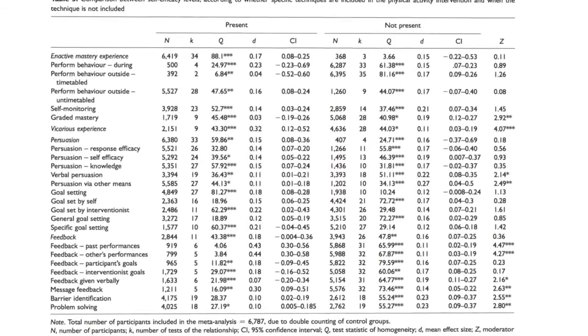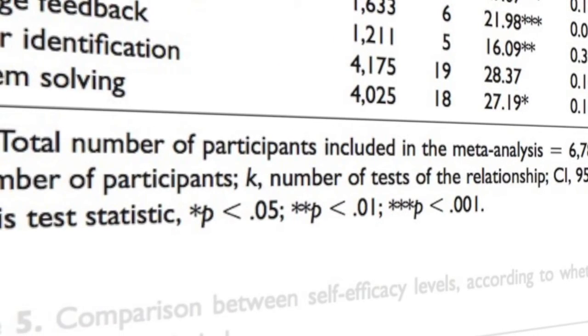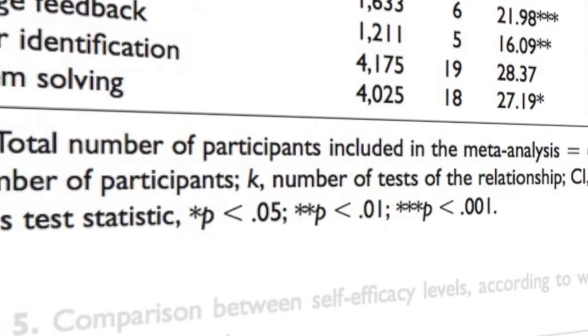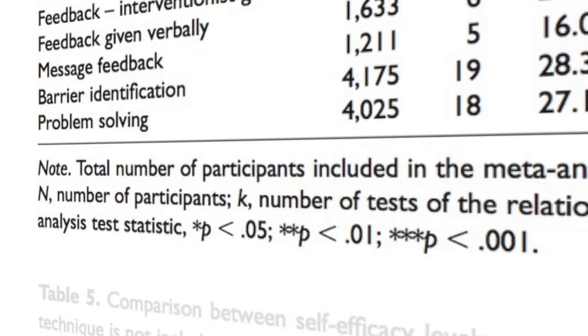Now, remember, using the conventions in statistics, 1 asterisk means it's statistically significant at 0.05, 2 is at 0.01, and 3 is at 0.001, meaning it's kind of very significant. Doesn't really mean anything because statistical significance is really just an indicator of whether it could have happened by chance.